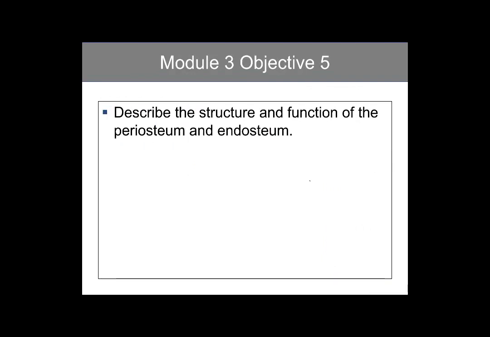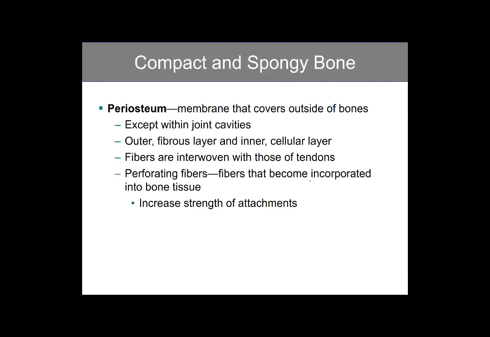Module 3, Objective 5, describe the structure and function of the periosteum as well as endosteum. The periosteum, again, is that membrane that covers the outside of the bones. It's found everywhere except within joint cavities. Remember, the outer fibrous layer of the periosteum is followed by an inner cellular layer. And we find that the fibers are actually interwoven with those of tendons to lend strength. In addition to that, perforating fibers, these are fibers that become incorporated into the bone tissue itself, and that's going to increase the strength of attachments.